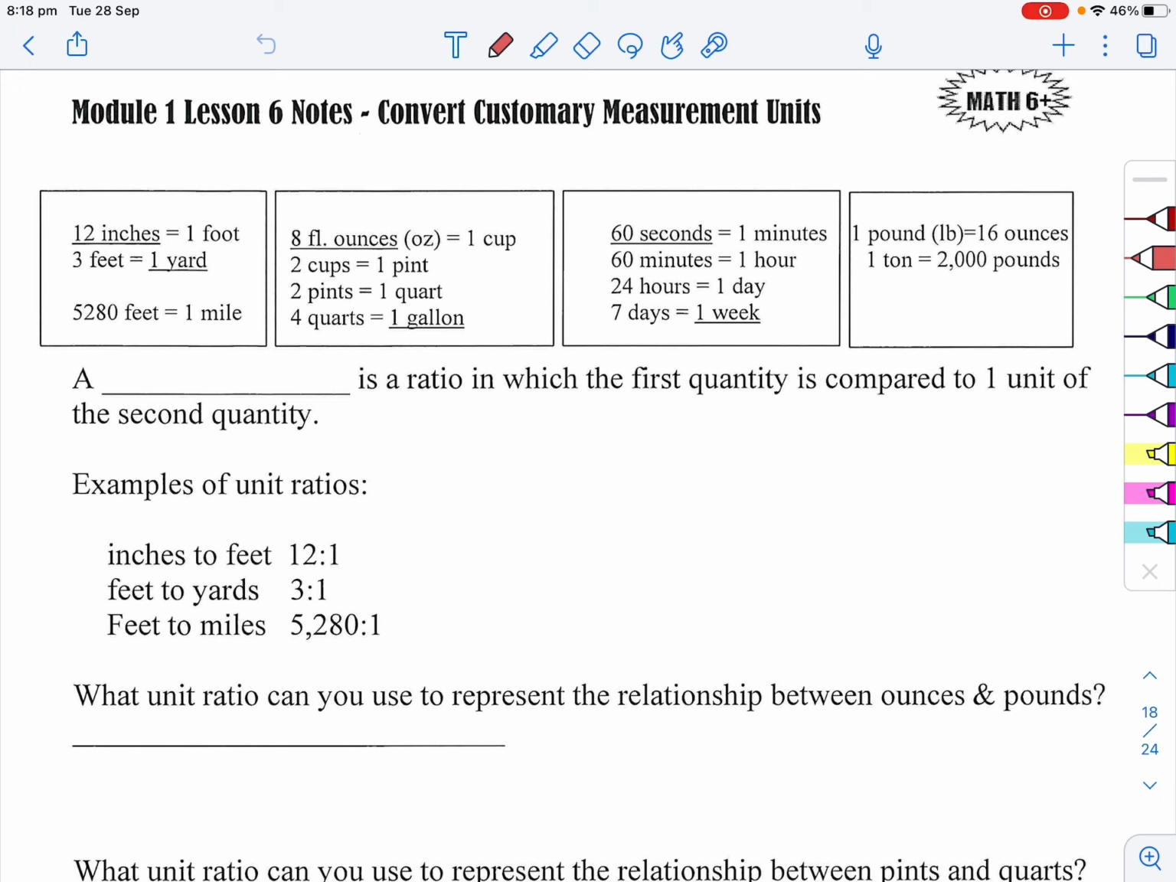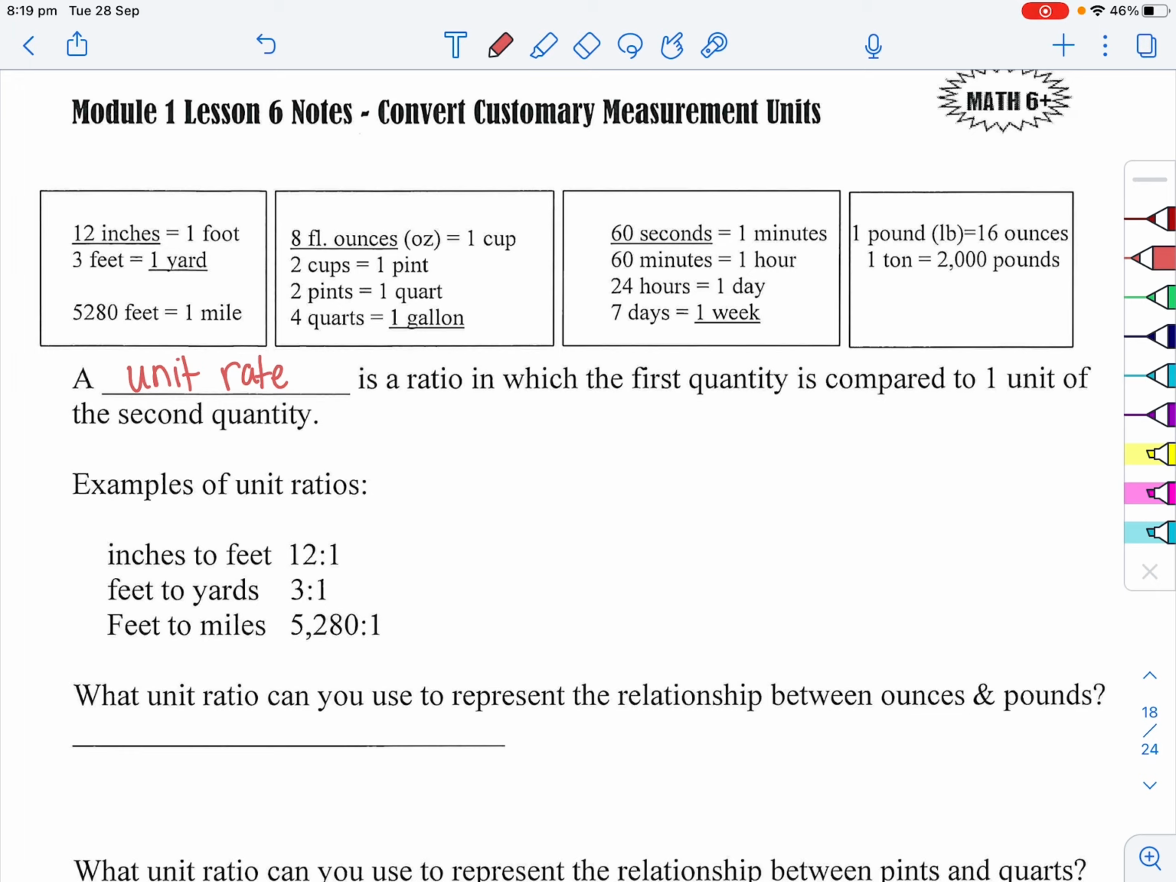So in order to convert customary units, we use what are called unit rates. And a unit rate is a ratio in which the first quantity is compared to 1 unit of the second quantity. So the first number in the ratio is going to be whatever the conversion factor is compared to 1 unit of the thing that you're trying to get to. My examples of unit ratios are inches to feet. There are 12 inches in 1 foot. Feet to yards is 3 to 1, so we're comparing to 1 yard, and then feet to miles, 5,280 feet in 1 mile.